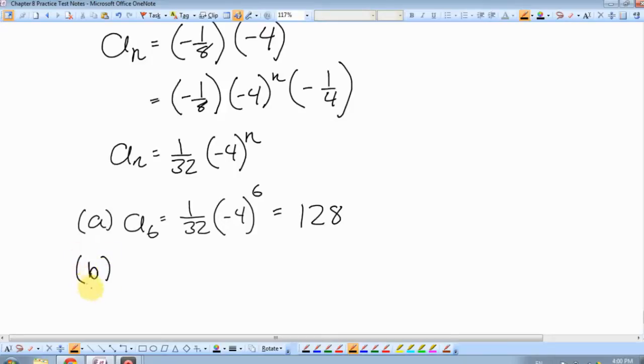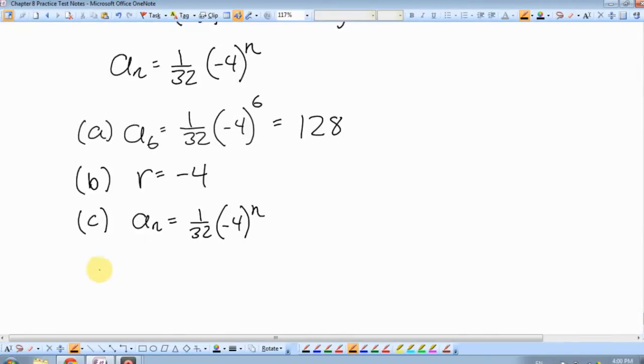Let's go to B. R equals -4. We already did B. What is the common ratio? R equals -4. C: find the explicit rule. So it's in order. A_n equals -1/32 times -4 to the n. Good job, Mindy. Oh, so this is where you have to separate it.